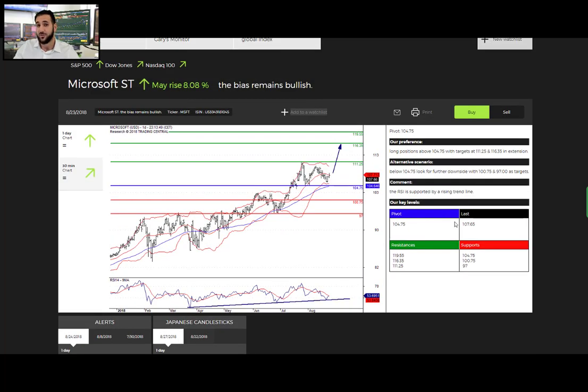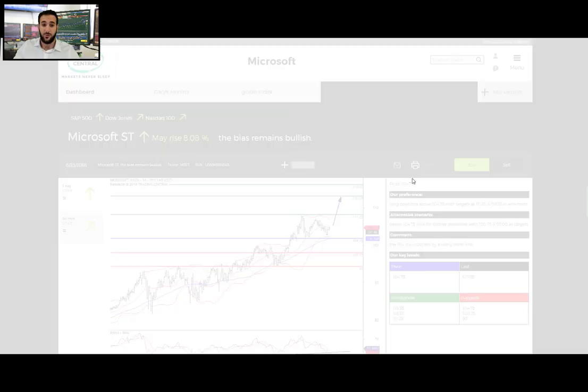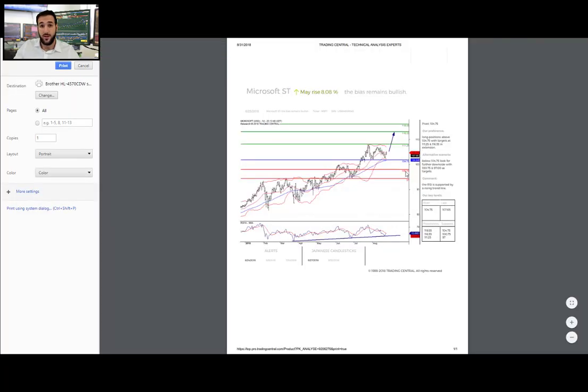Now, traders can export this plan here by clicking on the print icon. So this will allow you to share it with your trading desk, your friends, your colleagues, or even simply include it in your own trading journal. So it fits perfectly in just one page.